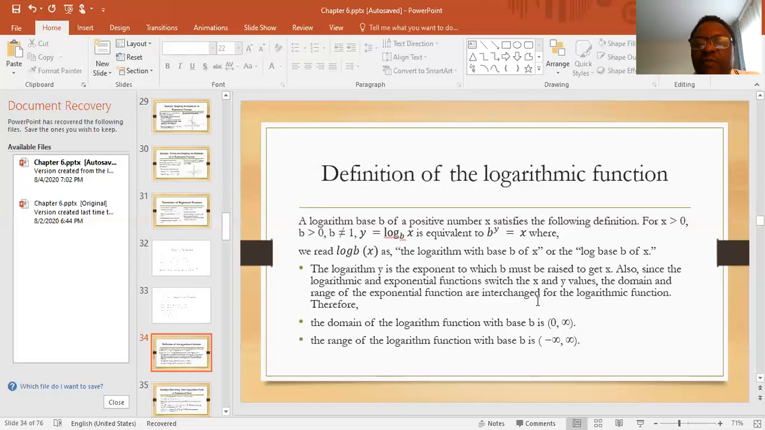What is a logarithmic function? A logarithmic function is a function y equals log base b of x whenever x equals b raised to power y, so it is the inverse function of an exponential function. We remember we defined an exponential function as y equals b raised to power x. Now, if x equals b raised to power y, then y is the logarithm of x. That's essentially what the logarithm is about.